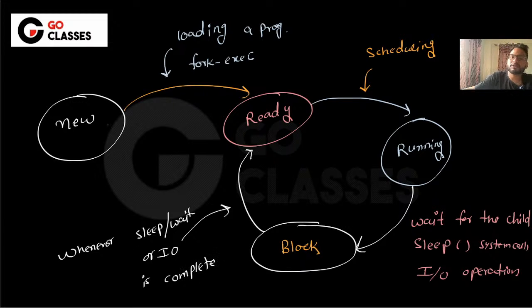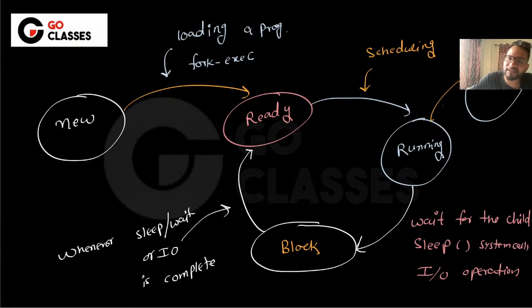Right? So this is one process diagram. And then from running, if the running is finished, then it need not go to the blocked state only. It may say, okay, let's just move it to some state called exit or termination, right? Terminate.